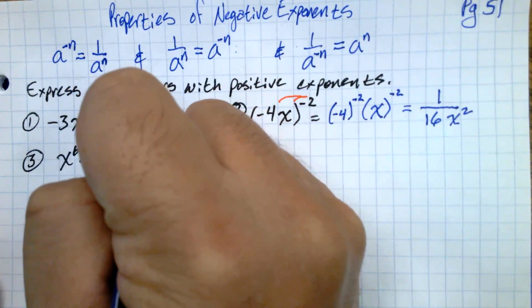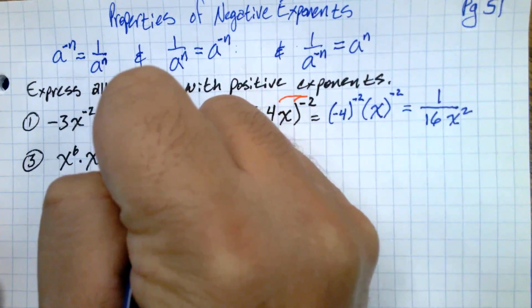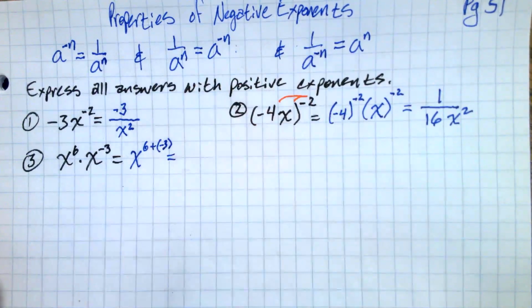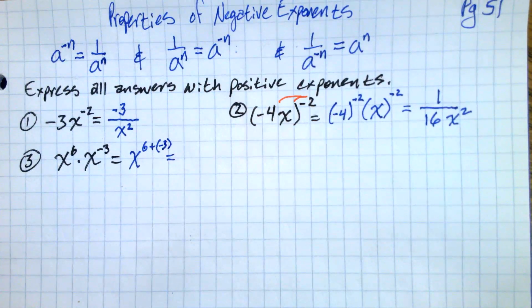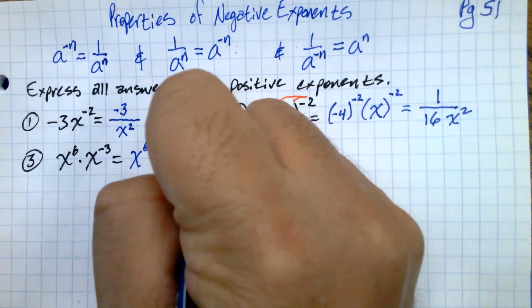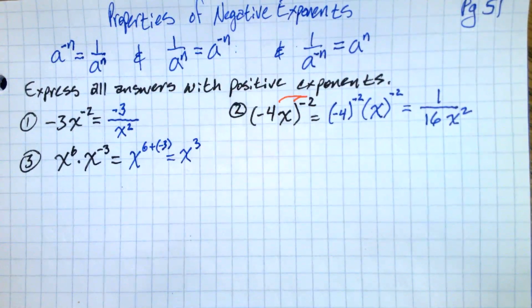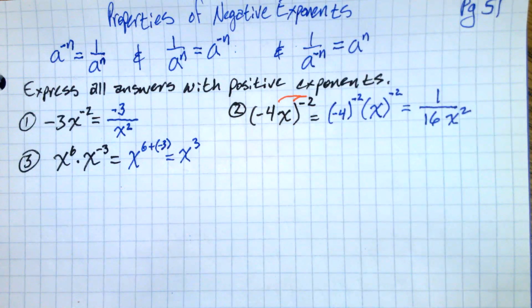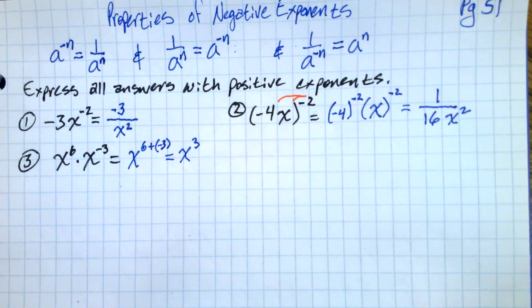So this becomes x to the 6 plus negative 3. And we all know that 6 plus negative 3 becomes 3. So we get x to the 3rd. Do I need to bring that to the denominator? No. It's positive. It's happy where it's at. Okay?